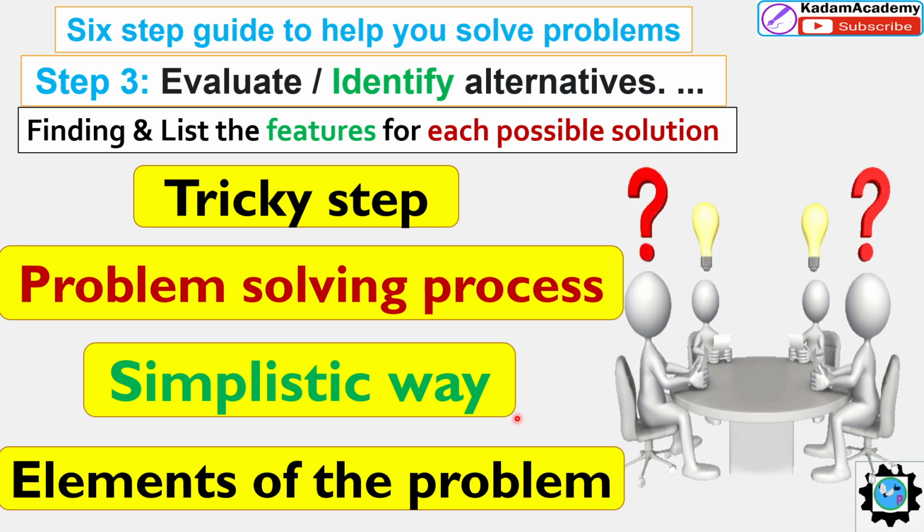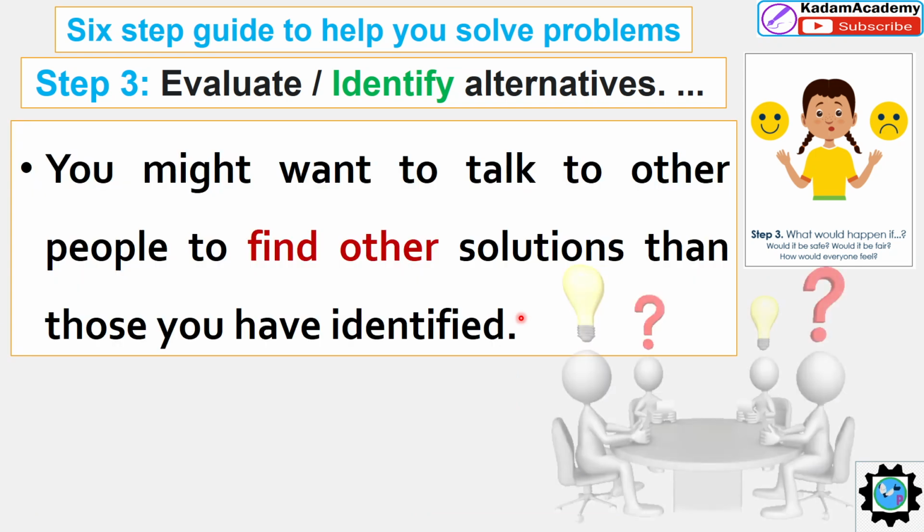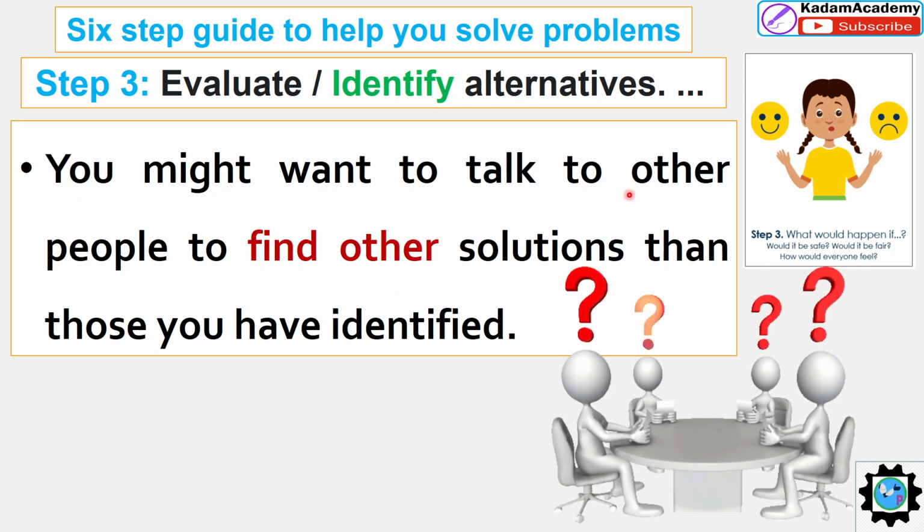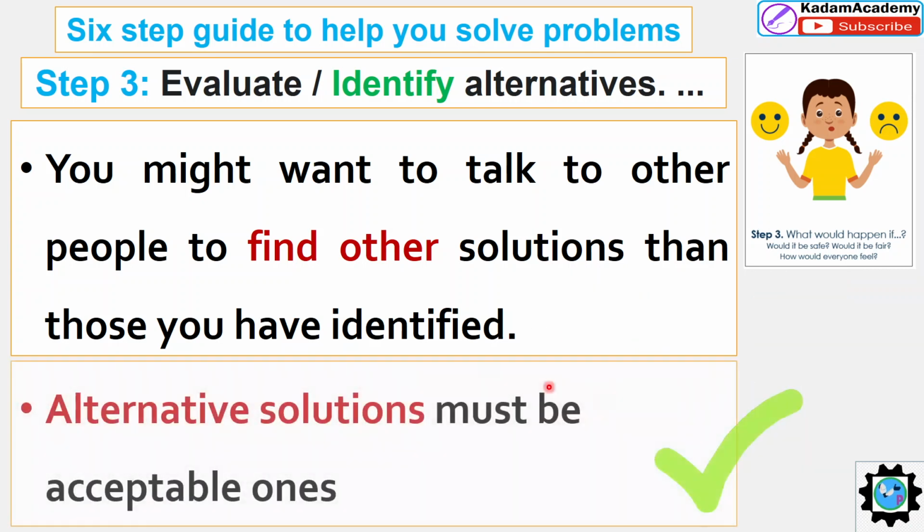Friends, I will tell you about one great person, Steve Jobs. You might want to talk to other friends or people to find solutions. Then those will help you identify, and that will give you better solutions. And also the alternative solution must be an acceptable one. You have to take those solutions which are acceptable.